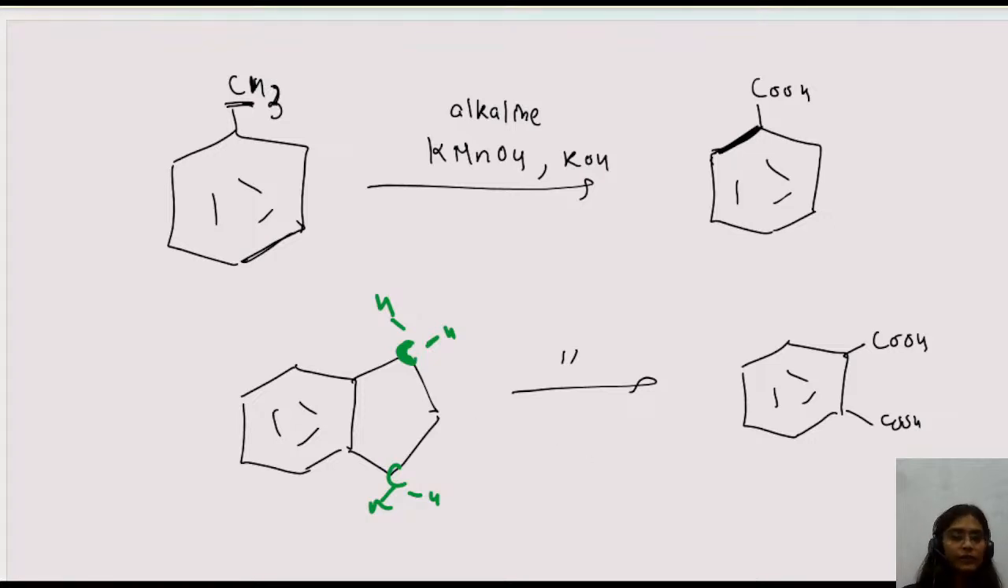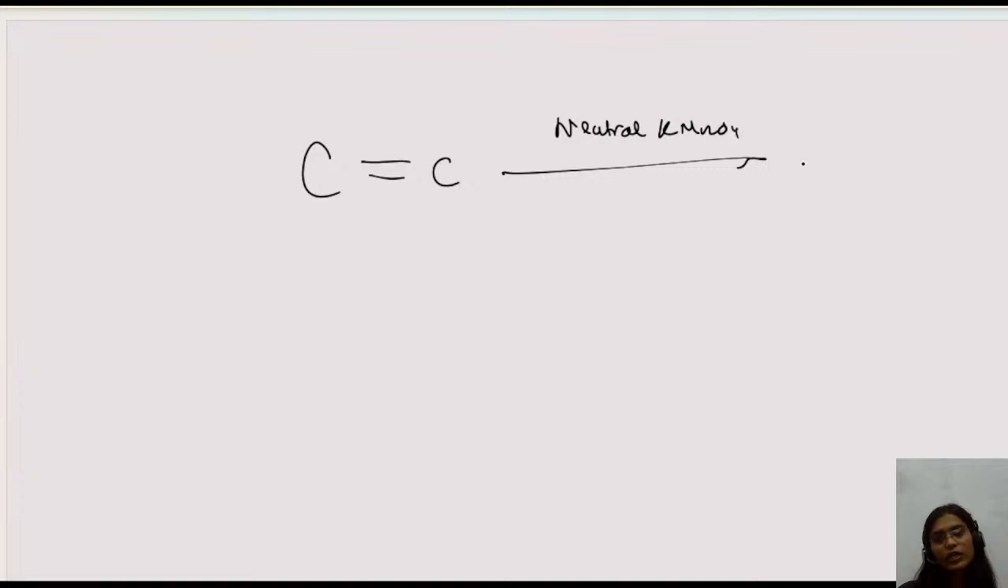Let's discuss that. If you're having a carbon-carbon double bond, and you're using a neutral KMnO4 or very dilute KMnO4, in this case you end up with a diol. Similarly, if you're having a triple bond, first there is addition of a diol, and then that is going to convert into the CO part.